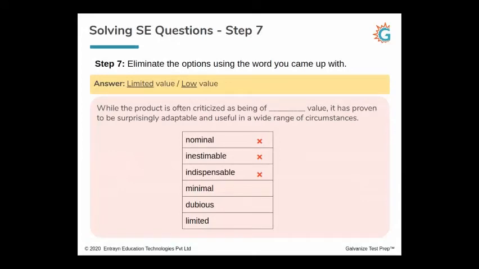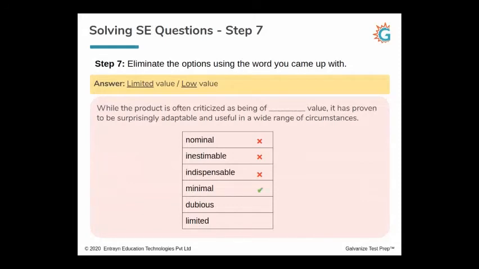Minimal. Minimal is close to low. So it is of low value. It is of minimal value. Minimal is almost negligible. So minimal fits our bill. It is close to low. So let's say this is one of the right options.